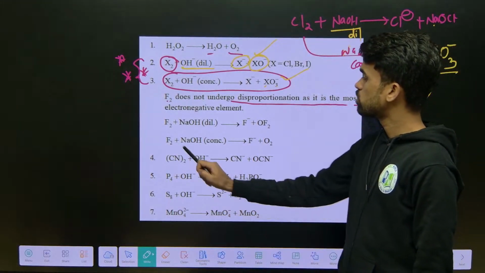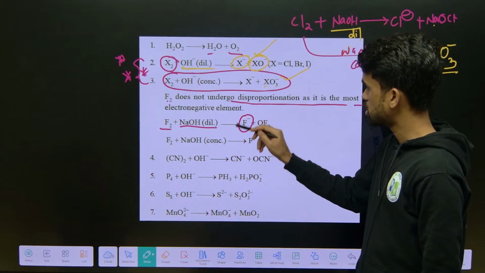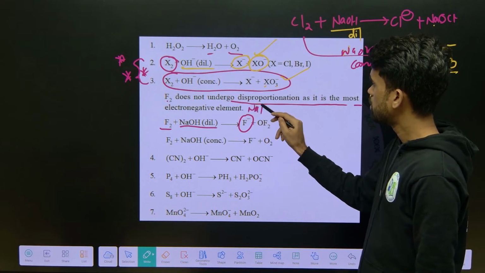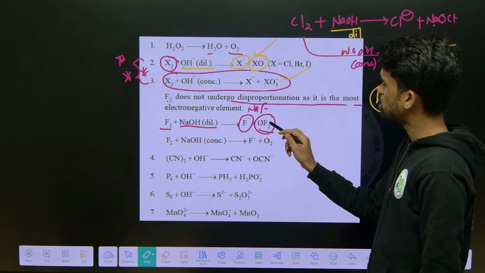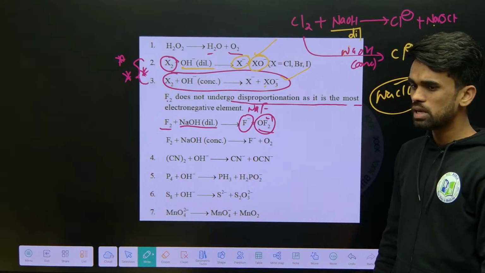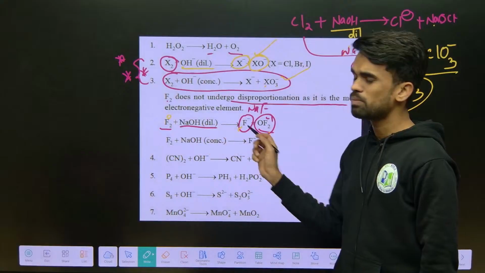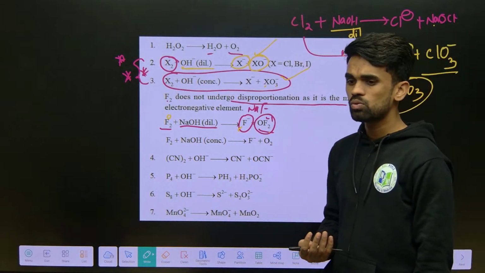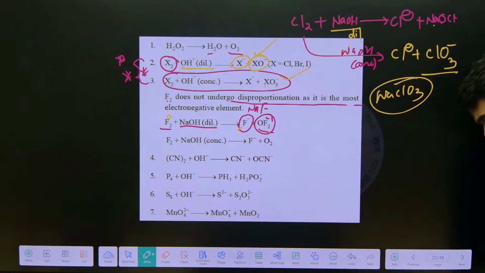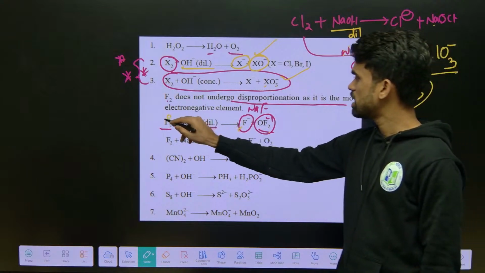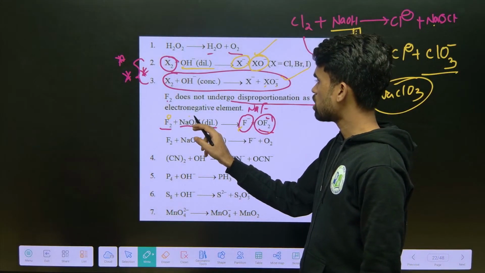If you treat this fluorine with dilute NaOH, what are we getting here? F minus, that is nothing but NaF plus OF2 you got. What you got? OF2, okay. OF2 means what is the oxidation state of fluorine? -1 here also -1. It means 0 is converting into -1, so fluorine is undergoing what? Fluorine 0 is converting into a negative oxidation state, which means reduction, okay, right, remember.